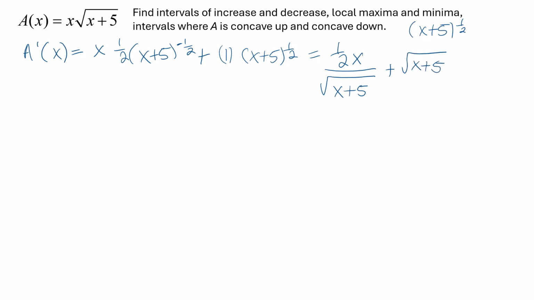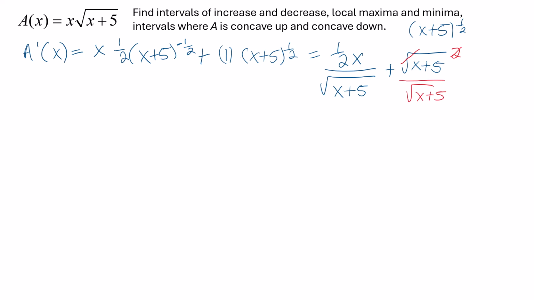So if we're wanting to look at that to find critical numbers, we're going to want to combine those and get them under one fraction. So let's get a common denominator. This needs a square root of x plus 5, and whatever we do to the bottom, we got to do the top, so that would make it squared, and that will actually undo the radical.